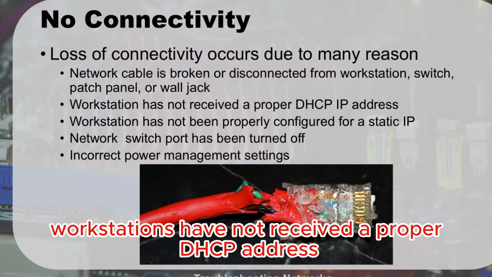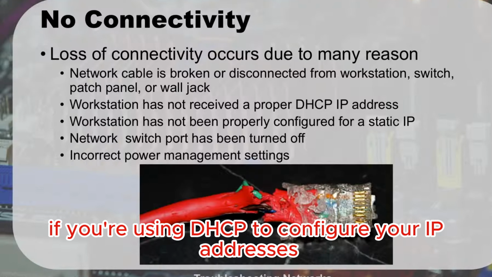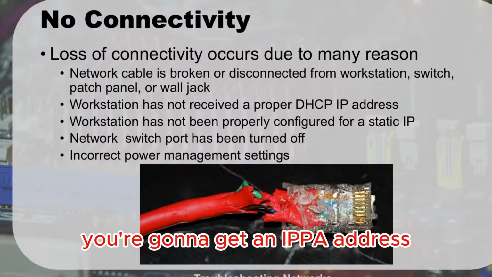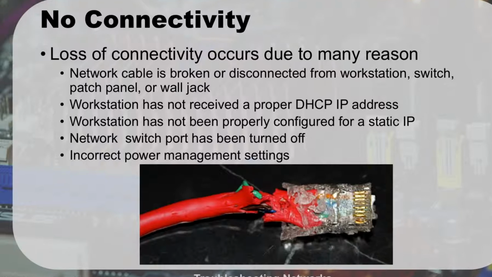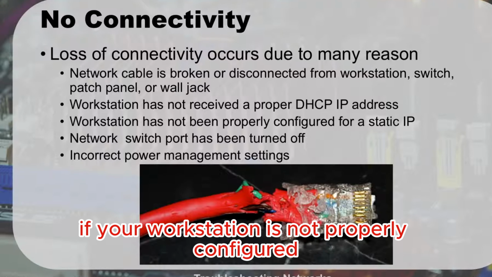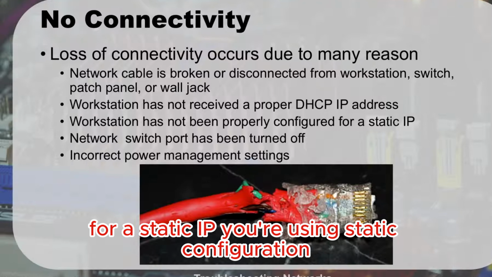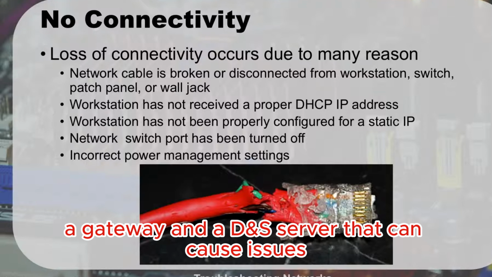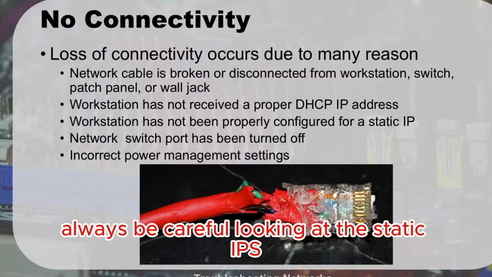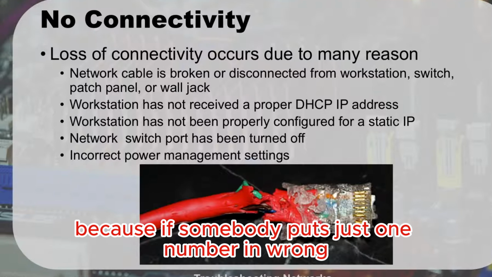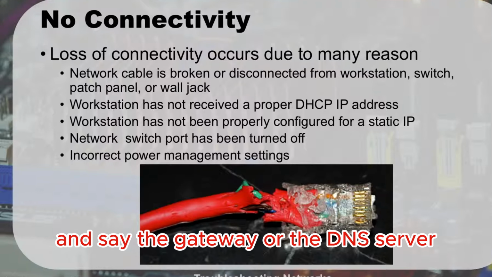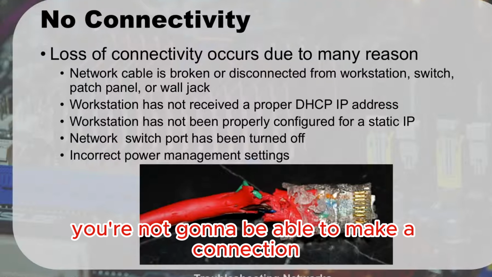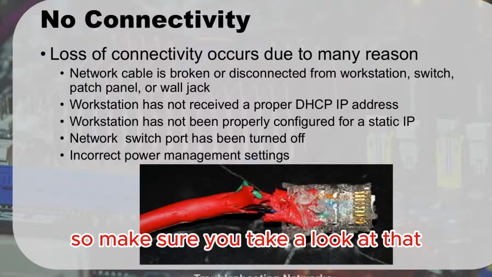Workstations have not received a proper DHCP address. If you're using DHCP to configure your IP addresses and it doesn't pull one, you're going to get an IP address that is not connected to the network. If your workstation is not properly configured for a static IP, you're using static configuration but you didn't give it an IP, a subnet mask, a gateway, and a DNS server, that can cause issues. Always be careful looking at those static IPs, because if somebody puts just one number in wrong in, say, the gateway or the DNS server, you're not going to be able to make a connection. So make sure you take a look at that.